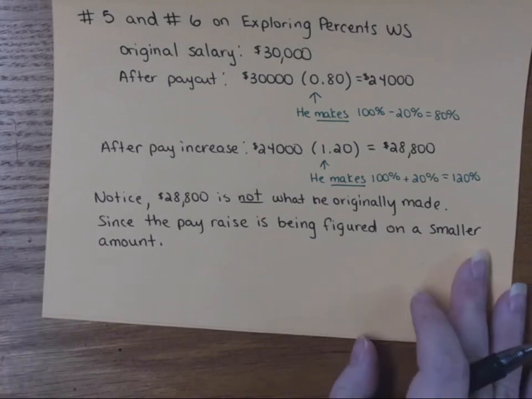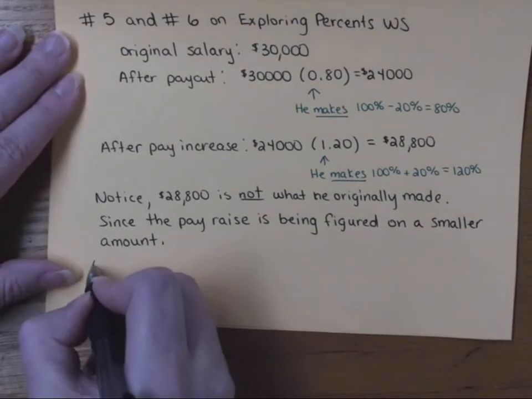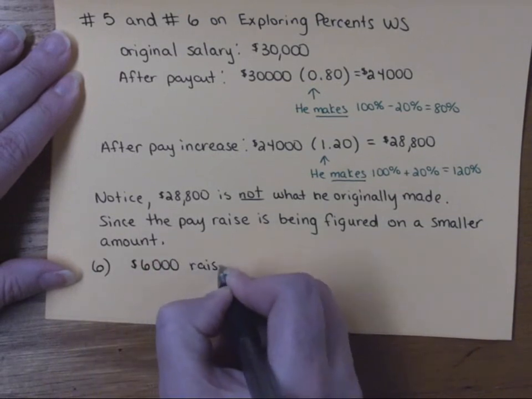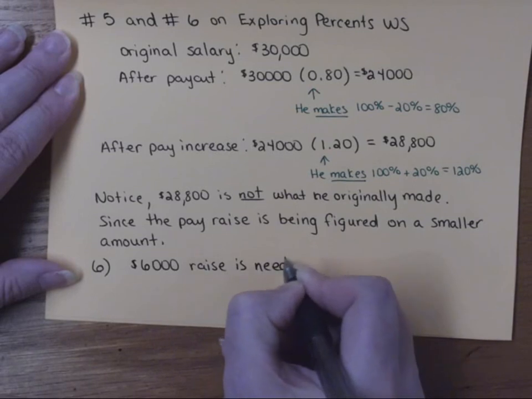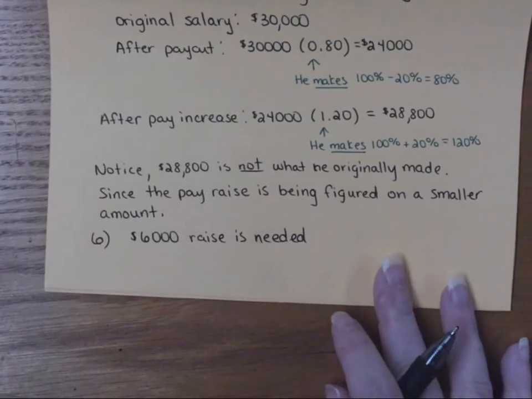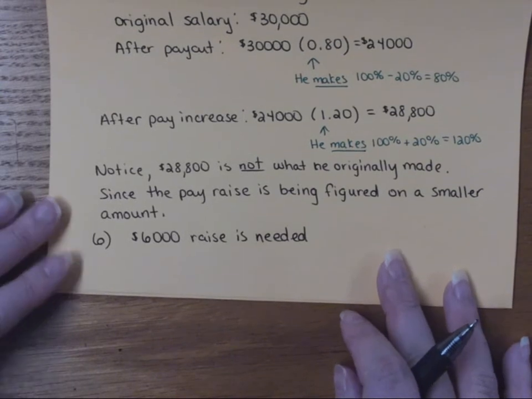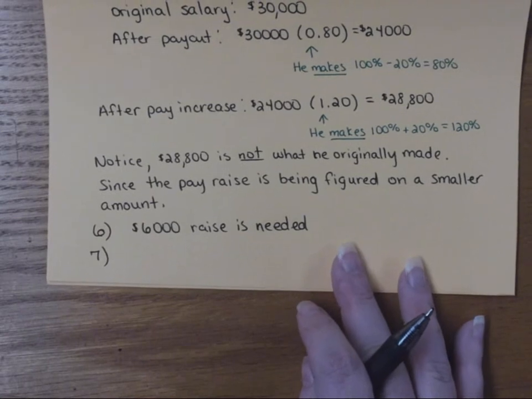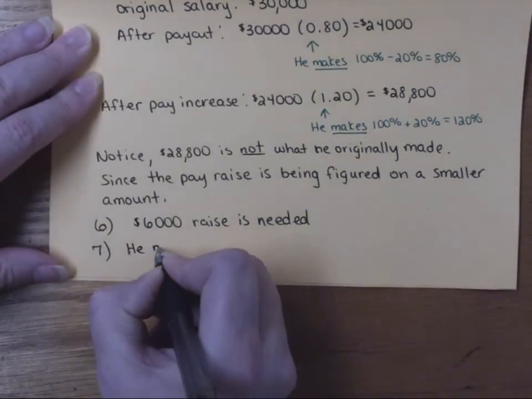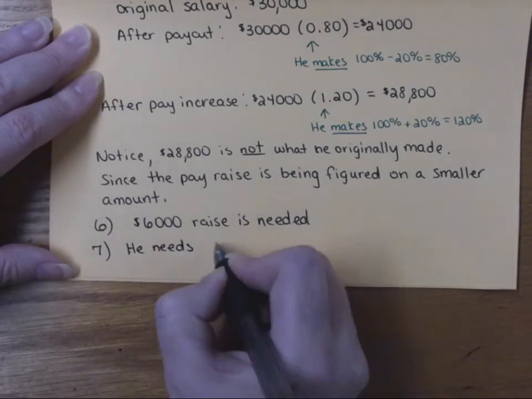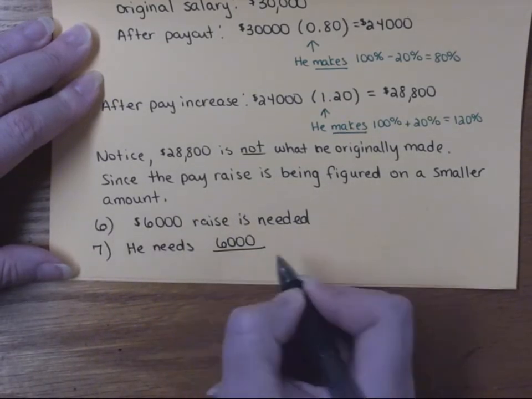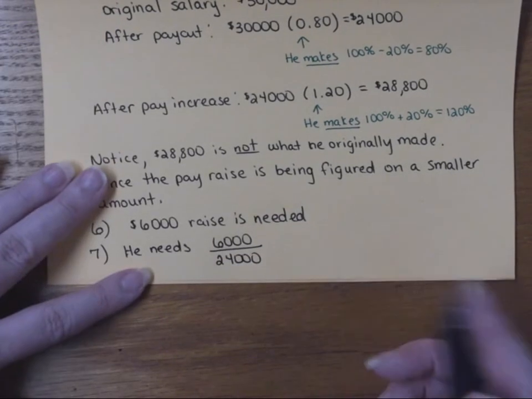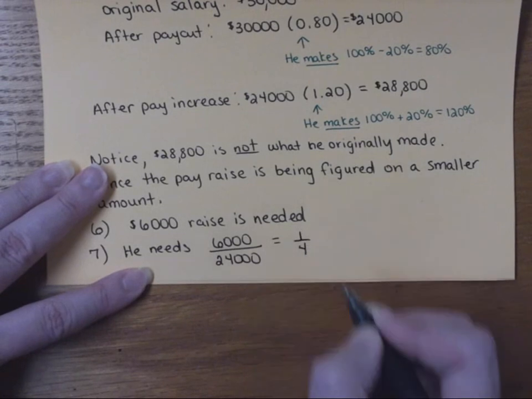All right, so let's talk about number 6. What raise would undo the pay cut, right? He would need a $6,000 raise to get him back, right? So let's look at number 7, okay, and see if we can figure out a formula. So this is basically what he needs, right? So let's talk about that 6,000 and maybe make a ratio out of it. He needs 6,000 out of the 24,000 that he was making after the pay cut. So this reduces to 1/4.